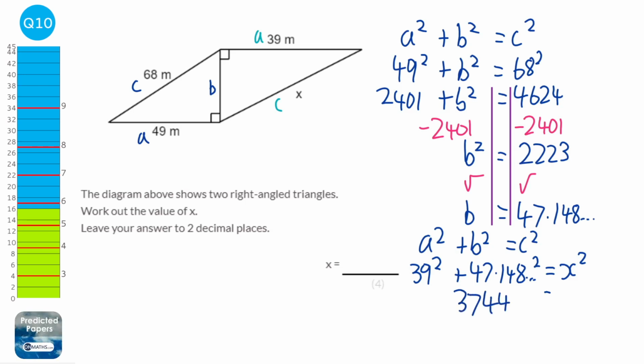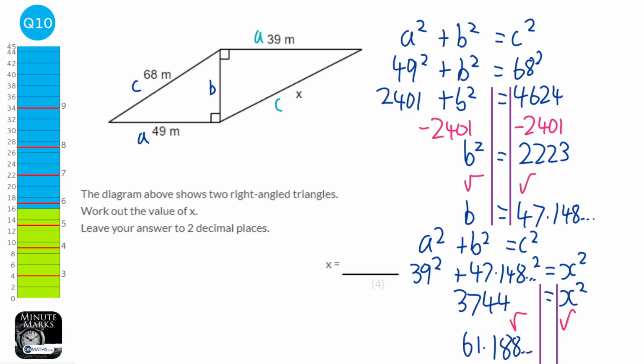and that will be 3,744 equal to x squared, and we'll just get our lines in because we need to square root both sides, and we get 61.188 blah blah blah is equal to x. It says it wants its two decimal places, so that will be 61.19.